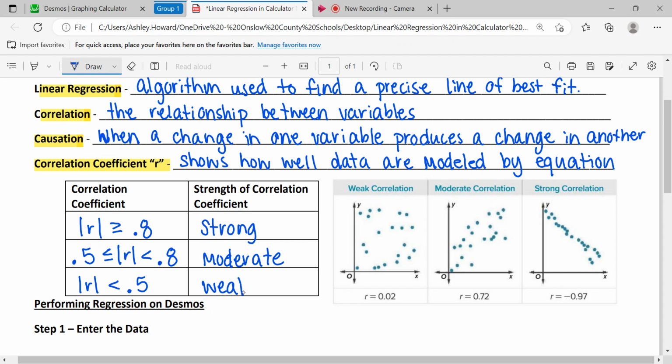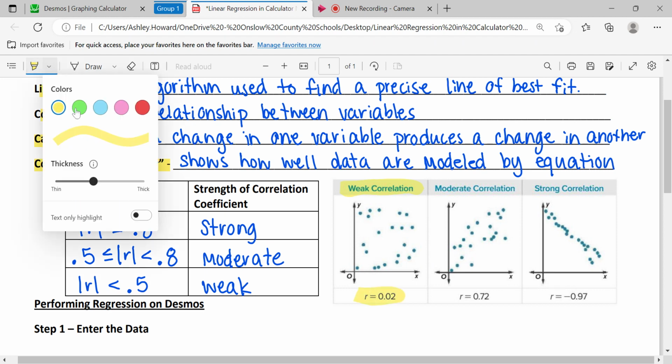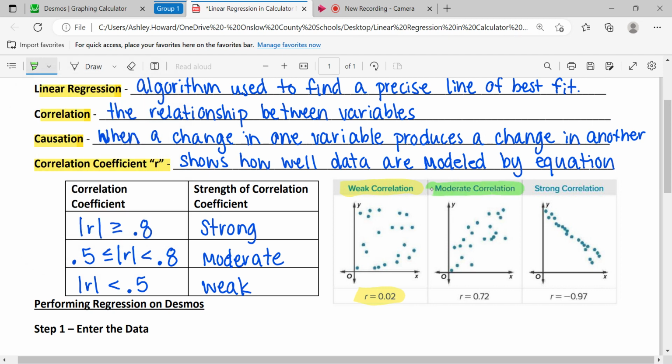we would call that a weak correlation. So if we look over on the right, we see we have a chart. If we have a weak correlation, it's going to be kind of scattered all over the place, and our correlation coefficient for that was less than 0.5. And then if we take a look in the middle, we've got a moderate correlation, and they kind of go in a positive direction. They're kind of close together. So that's a little bit less than 0.8. So that would be a moderate correlation.